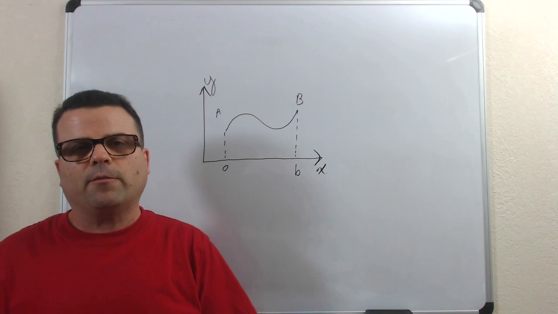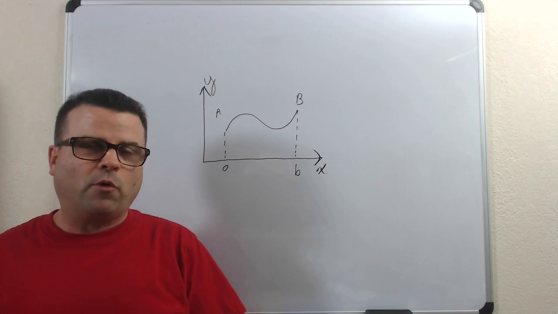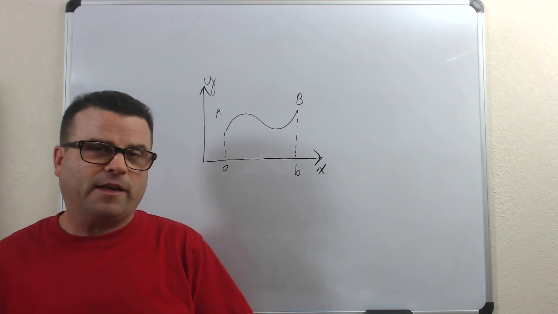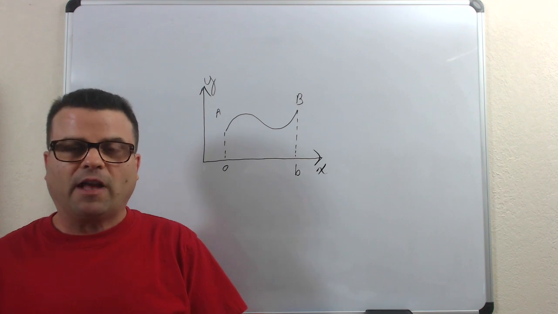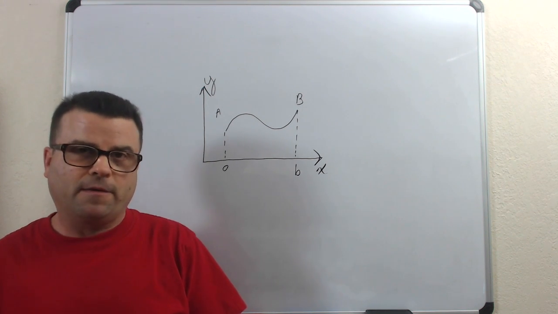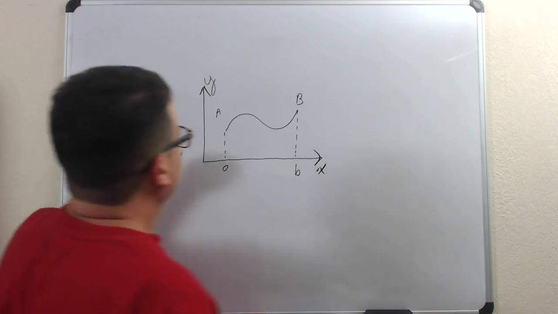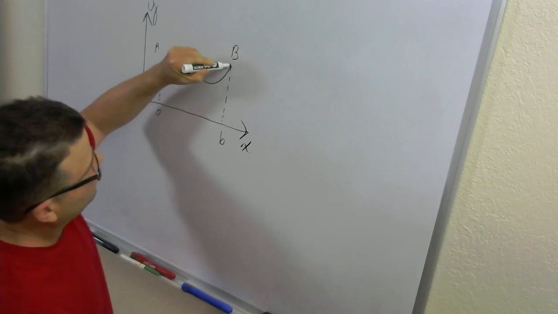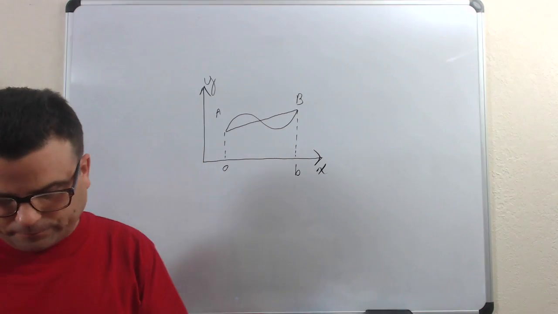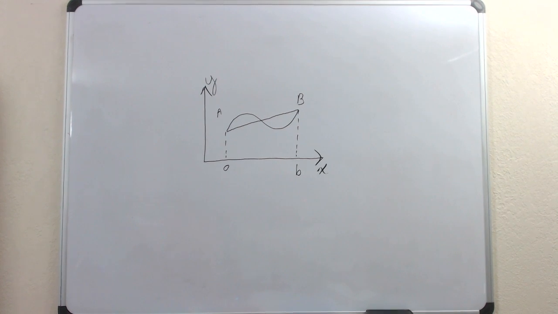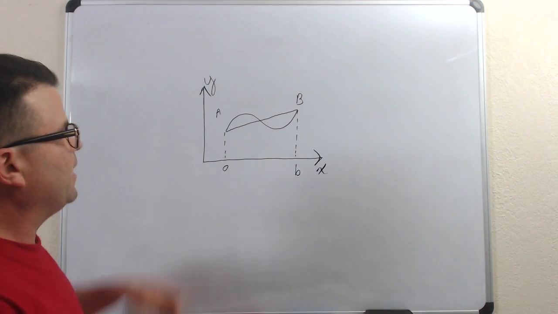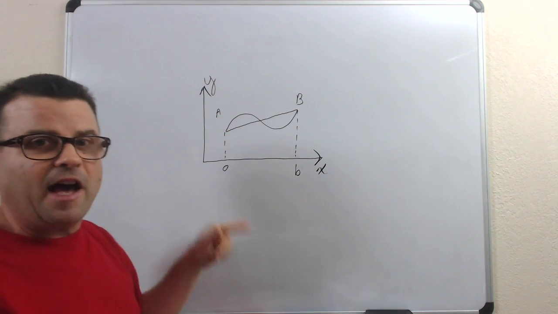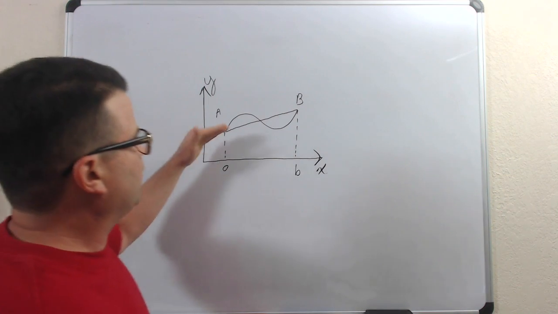The mean value theorem says there'll be at least one point on the curve such that the slope of the tangent line at that point is equal to the slope of the line going from point A to point B. So let's consider that line. Here's the line going from point A to point B. And the mean value theorem says that at least one point on the curve, the slope of the tangent line to that point will be the same as the slope of this line.